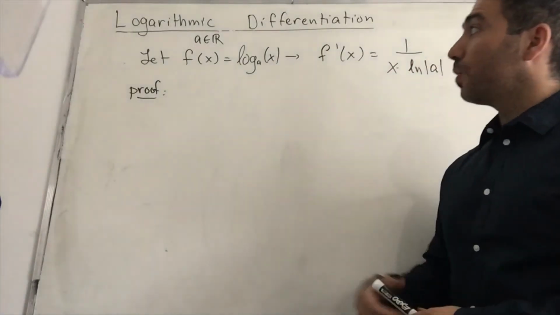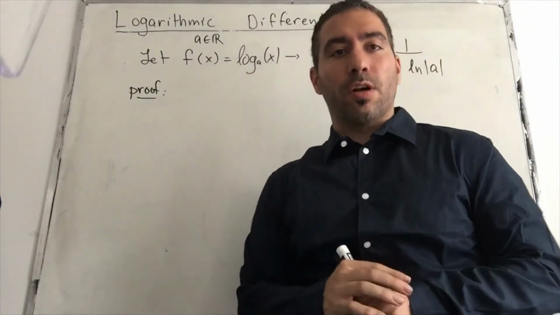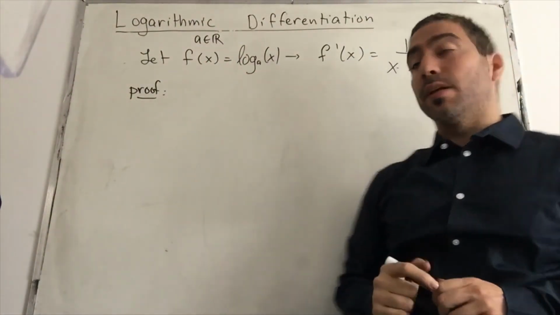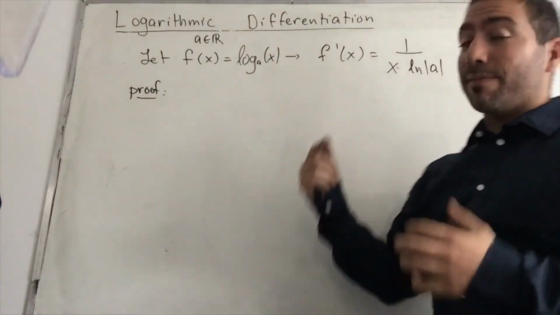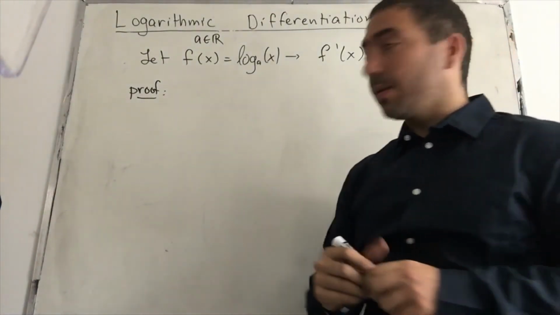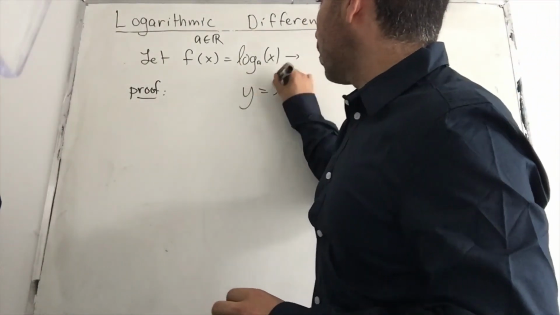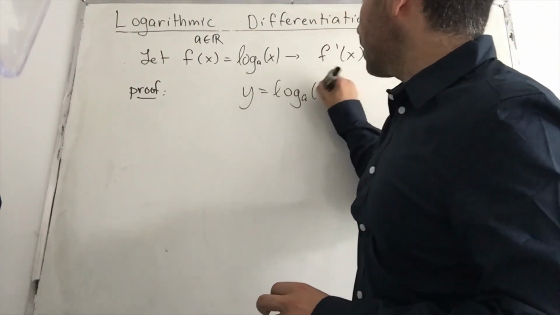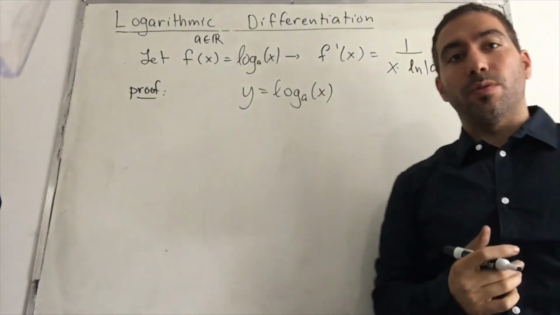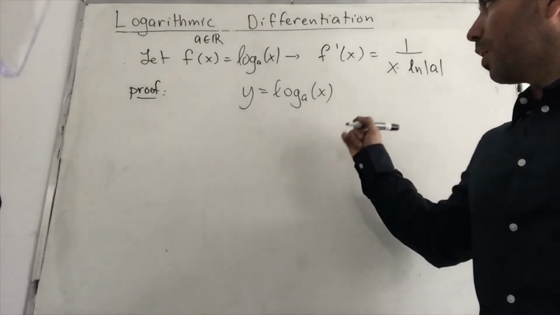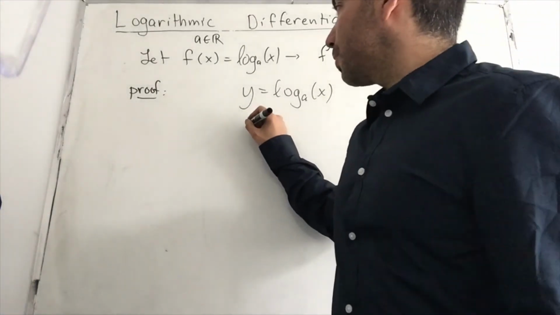So here we have the function f of x equals log base a of x, and we're going to show that its derivative is equal to 1 over x times ln of a. So we stated this already, we haven't proved it, so let's go ahead and prove it. So we begin the same way. We let y equal log base a of x, and we use our Napier formula to rewrite this in exponential form. So you can use the Napier formula, or you could raise both sides to the a.